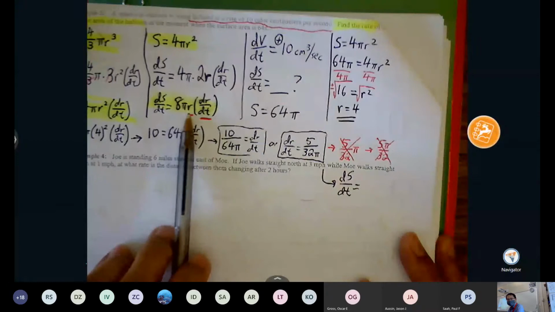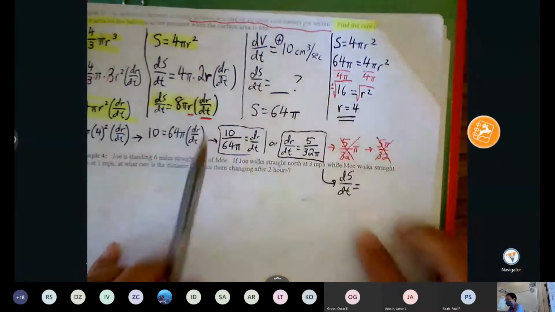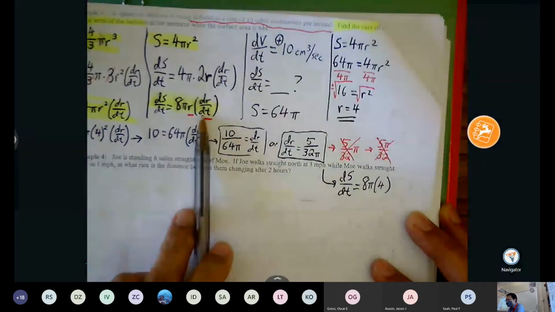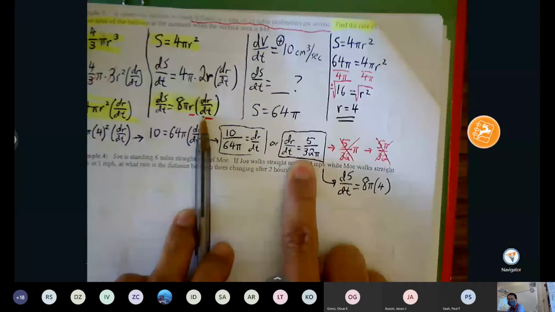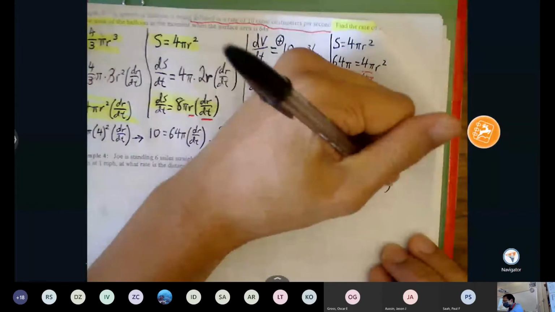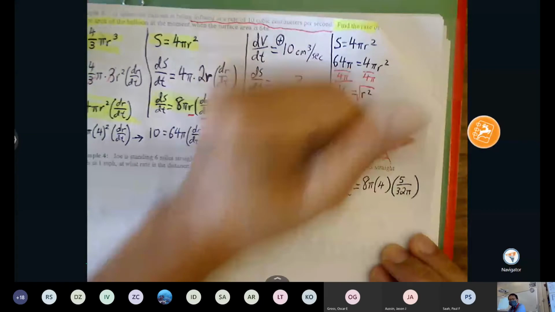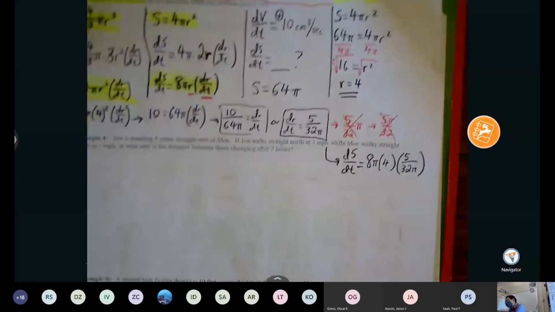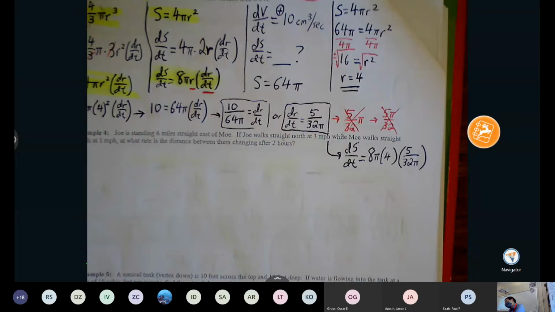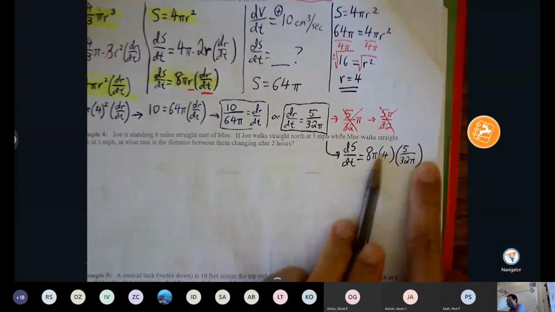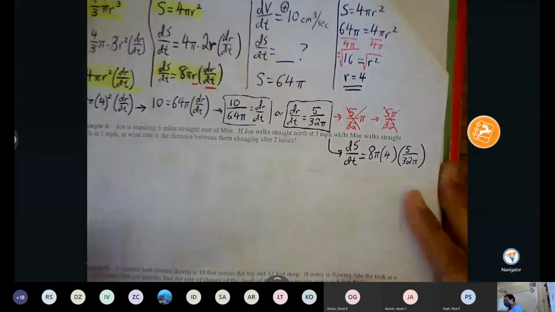So 8 pi times 4, dr/dt, 5 over 32 pi. And what does this clean up to be? Yeah, 32 goes away, pi and pi goes away. I'm just left with 5.